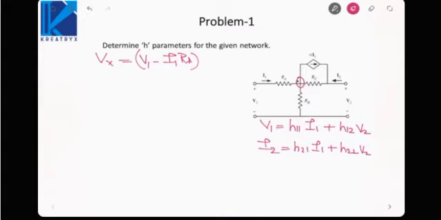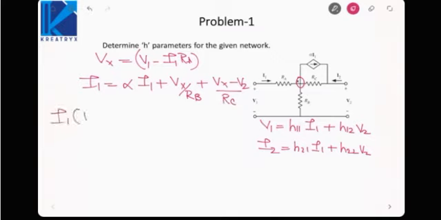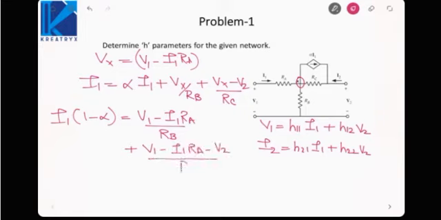Then let us apply KCL at node number X. So what is the incoming current? Incoming is I1, outgoing is alpha I1 plus Vx by Rb plus (Vx minus V2) by Rc. Now, it means I1 into (1 minus alpha) is equal to (V1 minus I1 Ra) upon Rb plus (V1 minus I1 Ra) minus V2 upon Rc. Let us take the LCM on the right hand side.